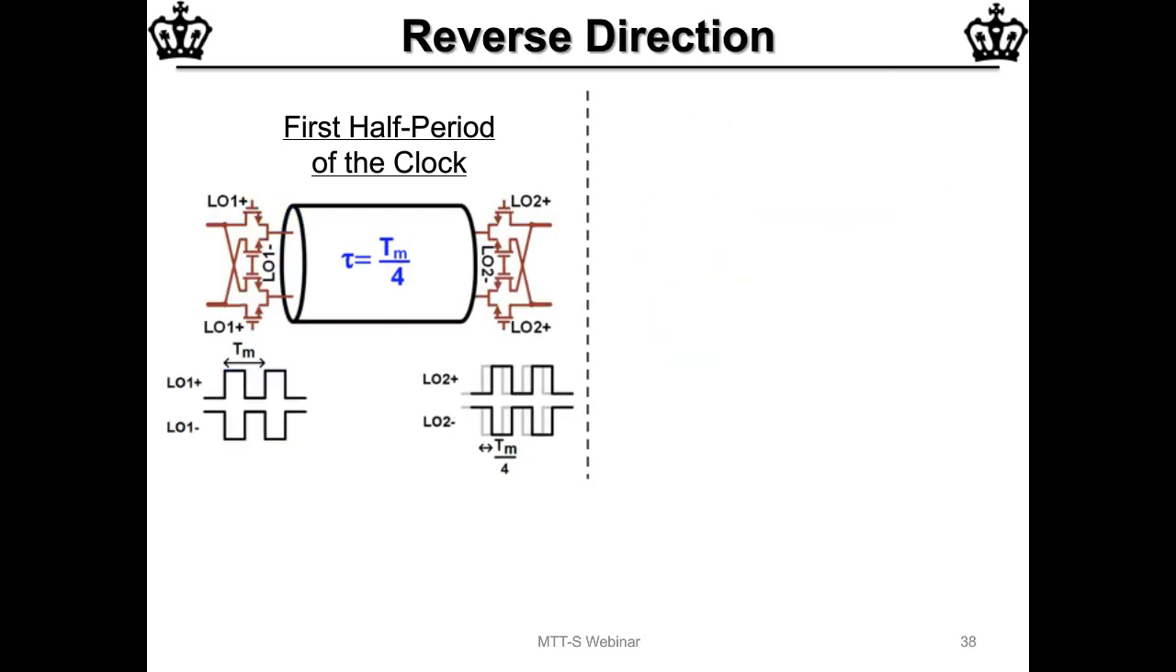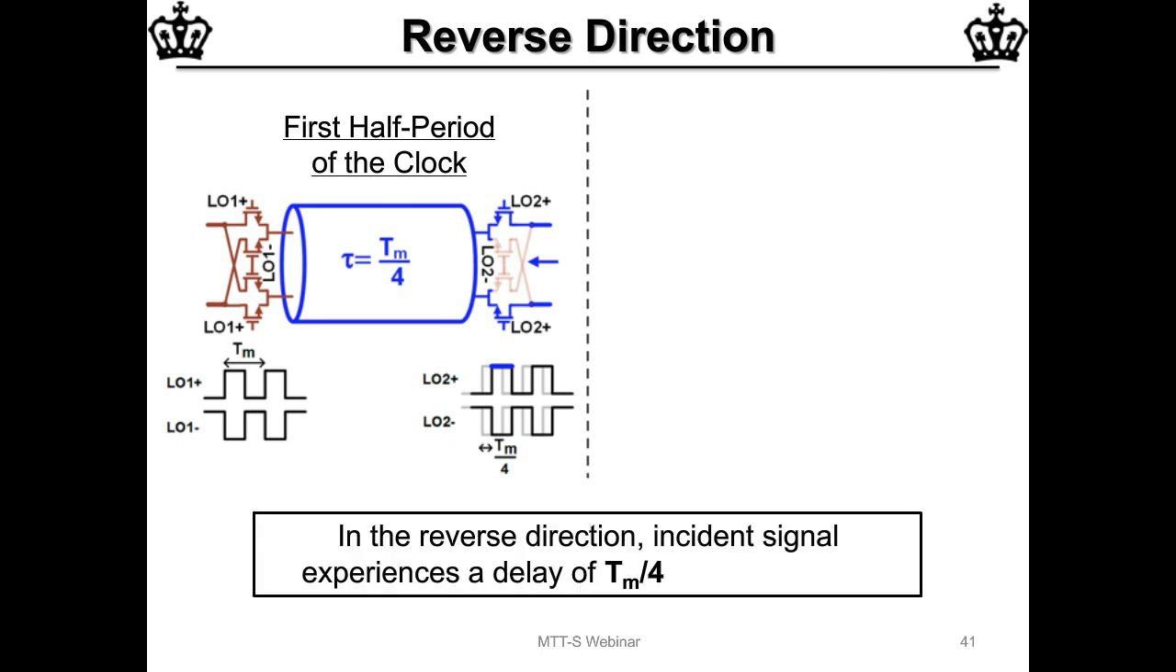But when we look at the reverse direction, in the first half of the clock, the signal enters through the straight switches, then it passes through the line. But now, because the switches on the left are leading the switches on the right, when it gets to the other end, the crisscross switches are on, and so the signal takes the sign flip and it comes out.